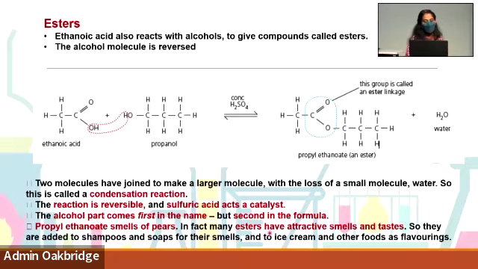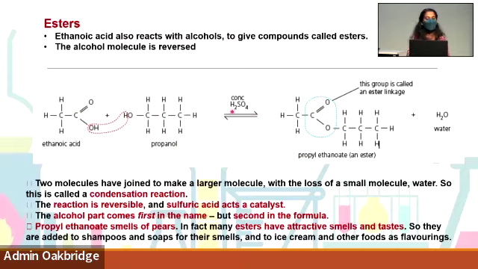So esters have attractive smells and tastes. So of course your perfume, so whatever food substance which we have with very nice smell, very nice flavoring and all that, it all involves ester products. Okay, ester properties.